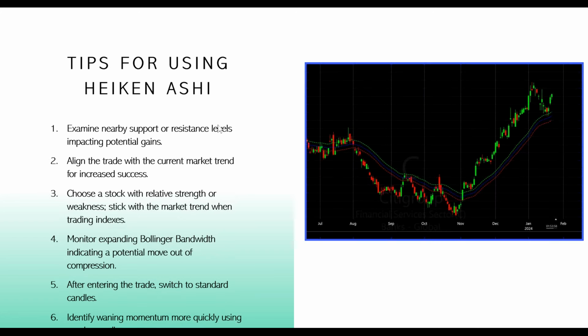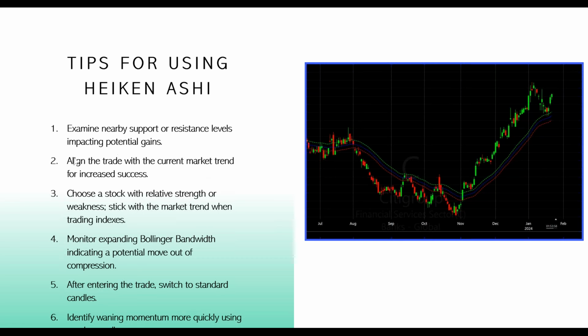Okay, a tip again for using Heiken-Ashi candles, and this is true for everything. Examine nearby support and resistance levels impacting potential gains. When you get into a trade, you should always know where your next support or resistance level is. If you're getting into a trade long, you've got to know where your upside resistance is to make a determination whether you can justify taking the trade. They've got to have enough room to the upside to justify taking the trade.